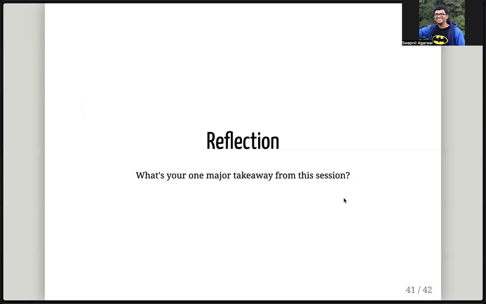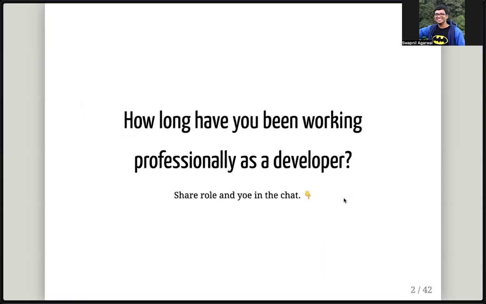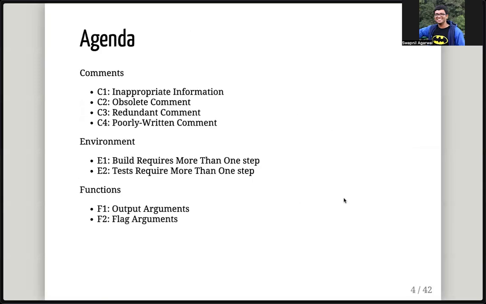I'll quickly recap the ones that we covered. So we covered comments: inappropriate information, obsolete comment, redundant comment, poorly written comment. So a bunch of things about comments. Just only use comments when absolutely needed. Regarding environment, do all the build, all the tests, just run them in one step altogether.